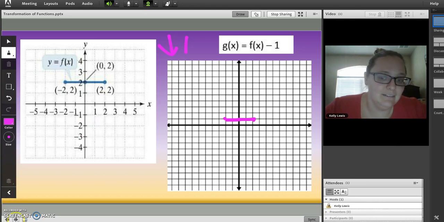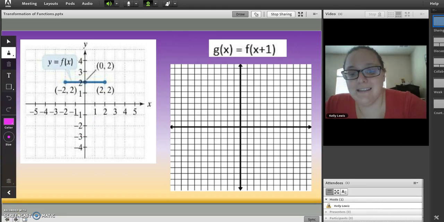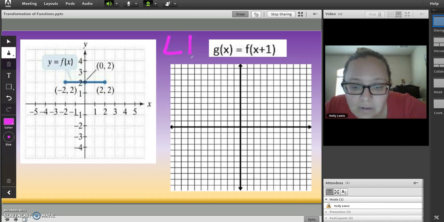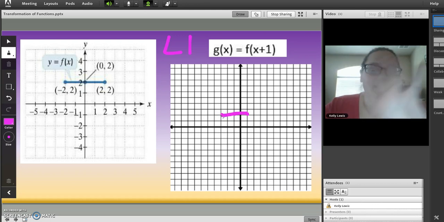Do another one. Here, it's inside with the x. And so I think it's going to move right, but it's opposite. So it's going to go left 1. So everything moves left 1. So it just shifts everything left 1 from the original guy.